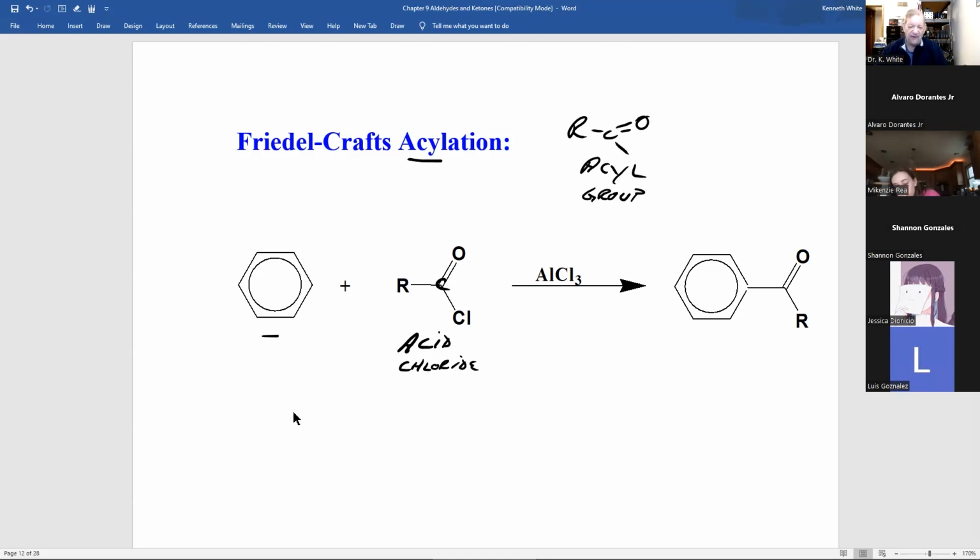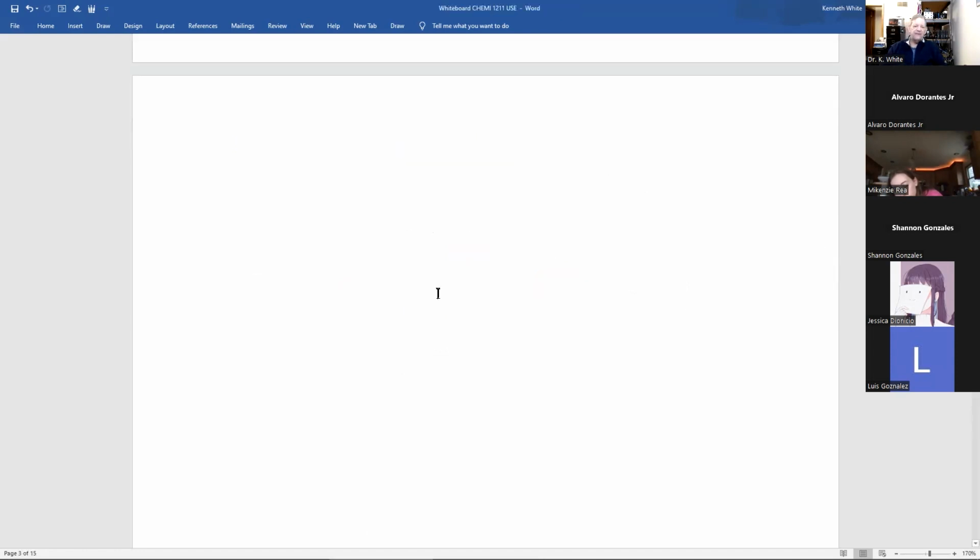And this is a carbon right there. And you use aluminum trichloride, and on the benzene ring, you replace one of the hydrogens with this acyl group from the acid chloride. You also make HCl, but that's an inorganic. So we look at the following.